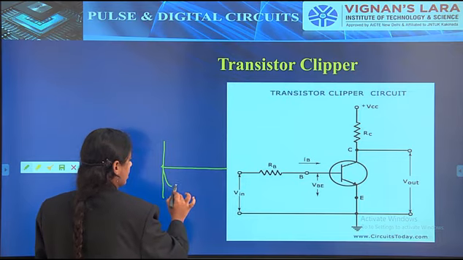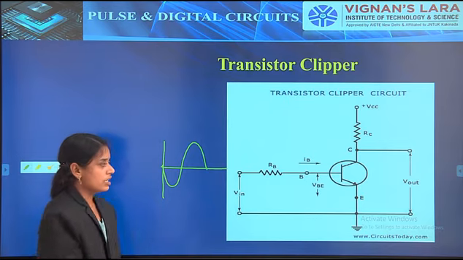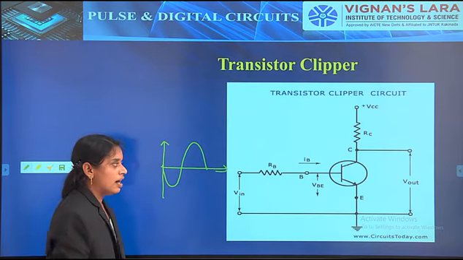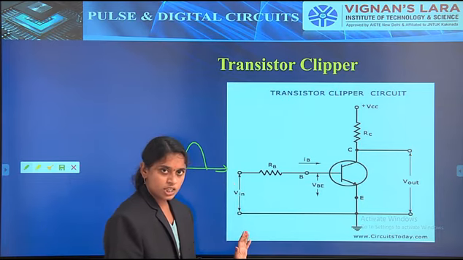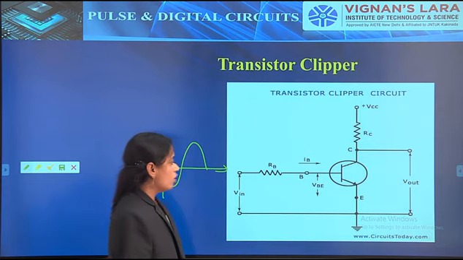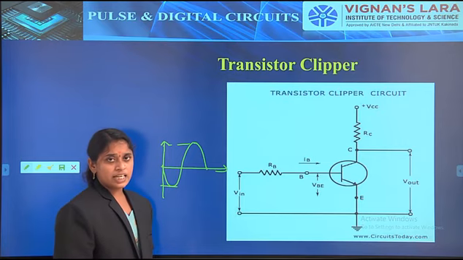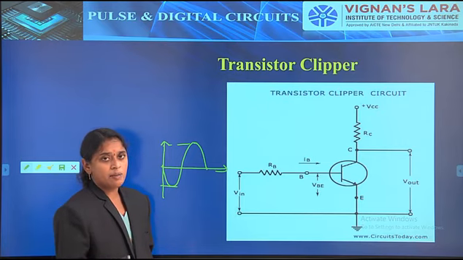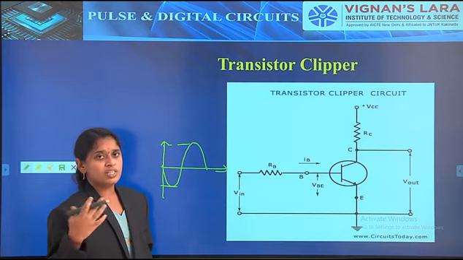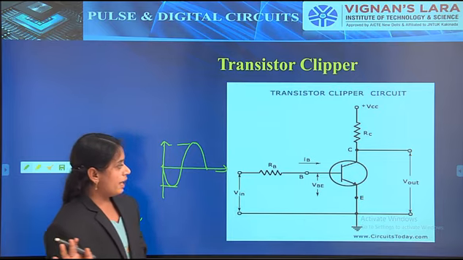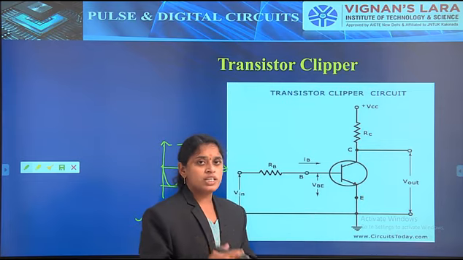Here I am applying the signal in the reverse direction: first a negative signal, after that the positive signal. This is given to the base emitter junction, so the input is applied between the base and emitter. What is the on condition of the transistor? VBE must be V gamma, the input voltage must be V gamma. Then only the transistor is in the active region or the saturation region, because the emitter base junction must be forward biased.